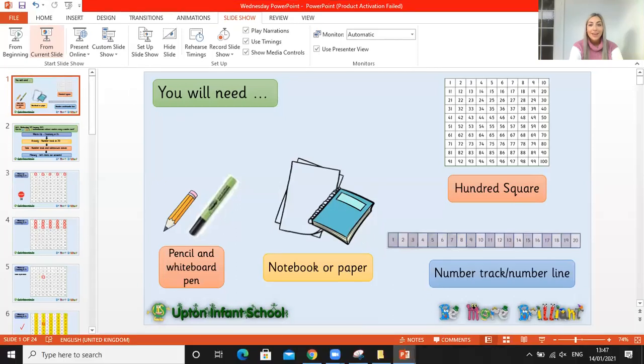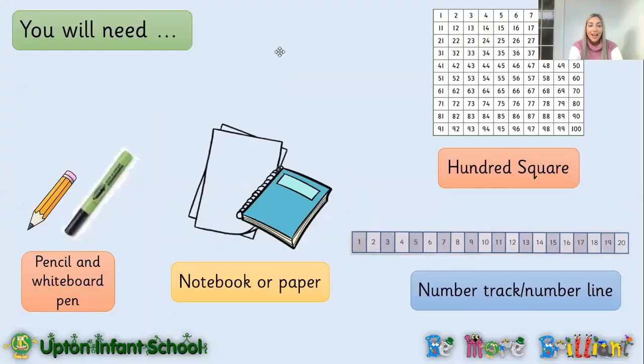So what I'm going to do is share my screen and start by going through what you will need today. You will need a pencil and a whiteboard pen. You will need a notebook or paper. You will need your 100 square. And in the packs that you had going home, there was a number track and also a plastic wallet. If you've still got that plastic wallet, put the number track inside, so then it becomes something that you can write on and rub off like this.